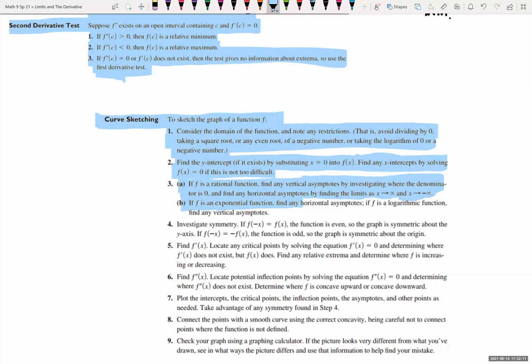If f is exponential, find horizontal asymptotes. If it's a logarithmic function, find vertical asymptotes.